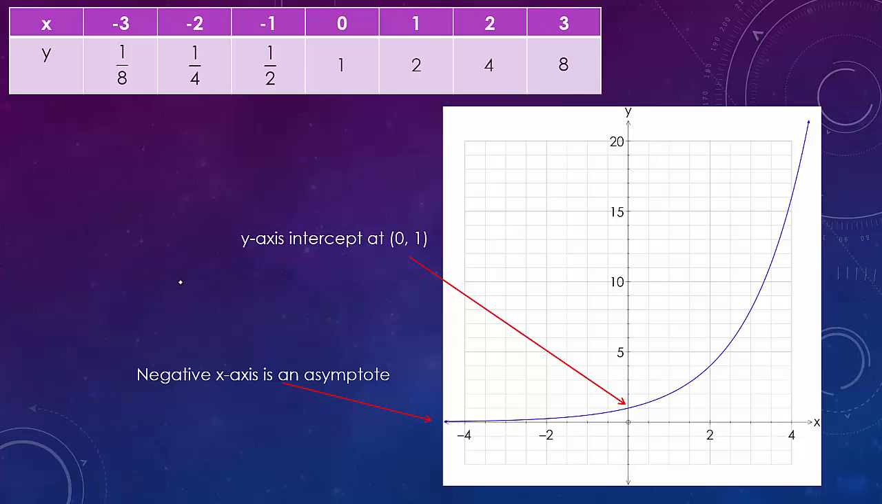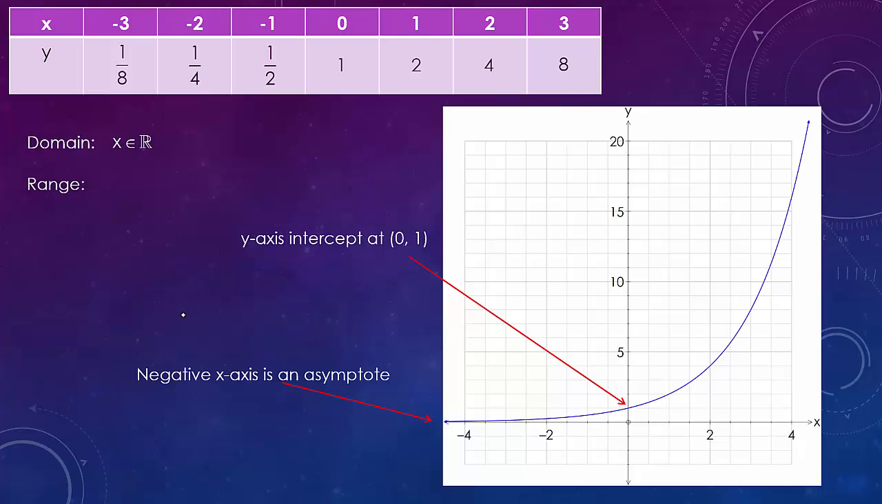Now let's consider the domain. The domain is the set of input or x values for which the curve exists. And there's no problem here. X can be any value whatsoever, so this graph will go on infinitely this way and infinitely in this direction.